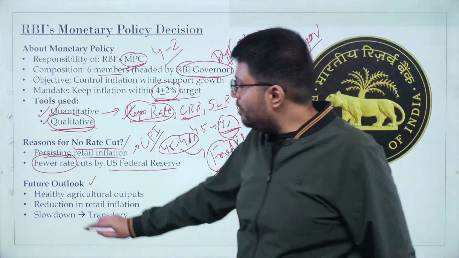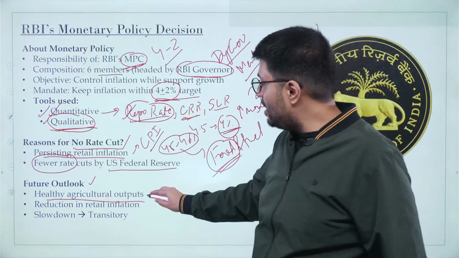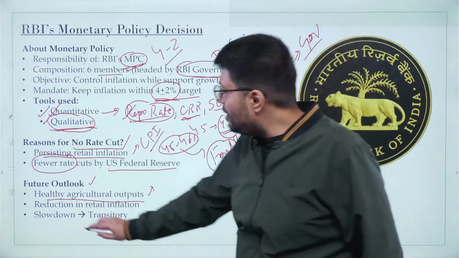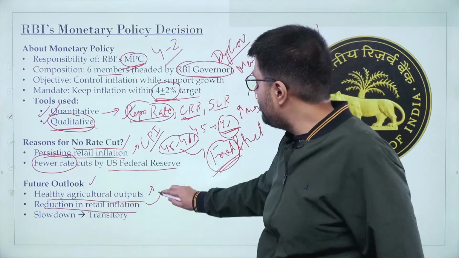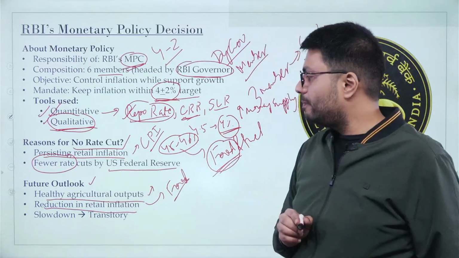That is, due to a good amount of sowing in the Rabi season, India will witness healthy agricultural outputs in this financial year, and because of this, there will be a reduction in retail inflation, primarily inflation related to food and vegetable items.